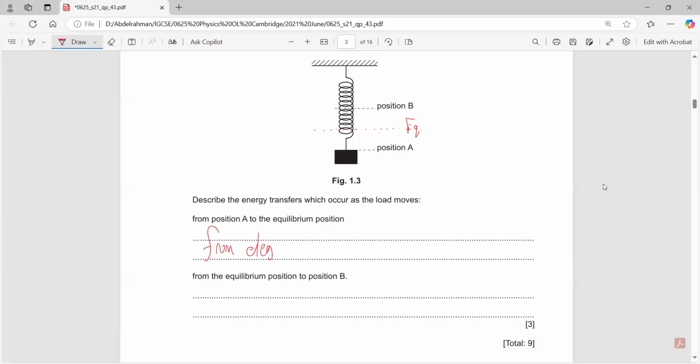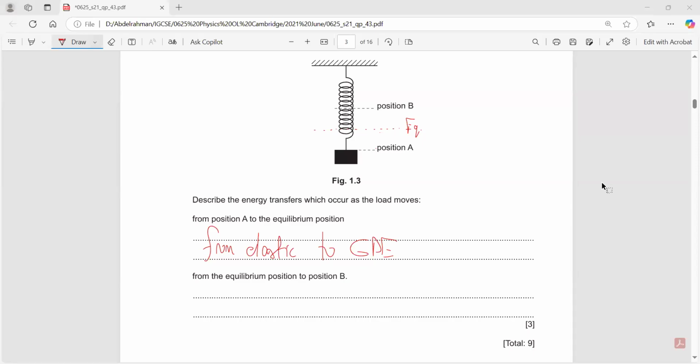From elastic, and you can say strain instead of elastic, to gravitational potential energy as it's moving upwards, from the equilibrium position to point B. At the equilibrium position, there is no elastic energy. It's no longer stretched or compressed at the equilibrium position.